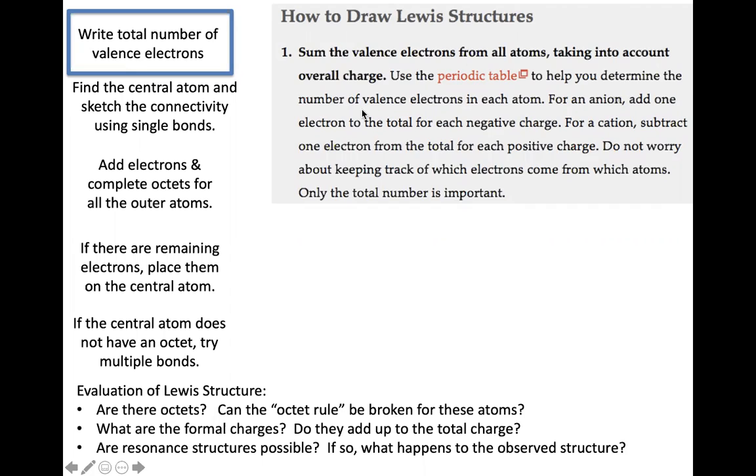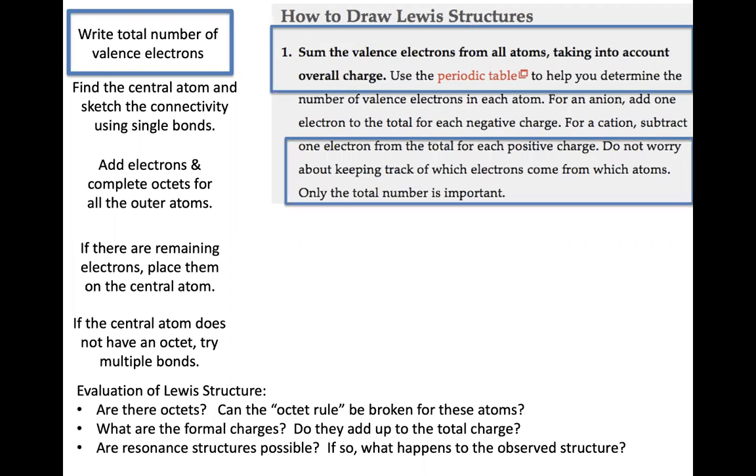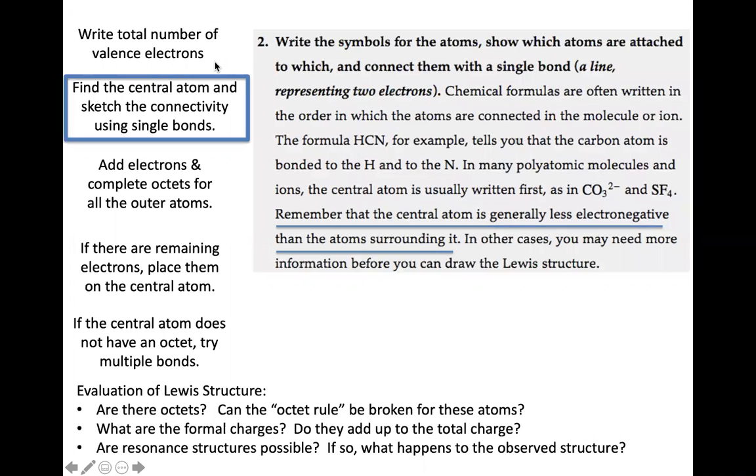Notice it said, do not worry about keeping track of which electrons came from which atoms. Once they're in the molecule, they don't own the electrons anymore. Only the total value is important. This is the first thing to keep in mind. A lot of students freak out and they're like, oh, well, how many does carbon have? We just want to know the total number. That's our first goal.